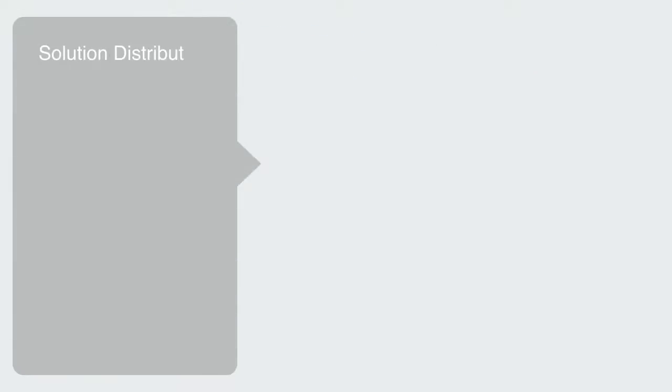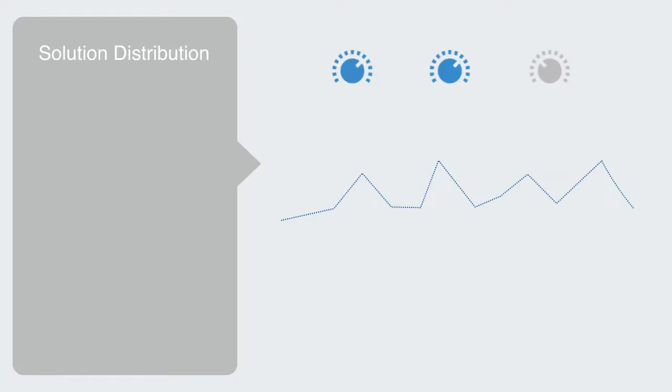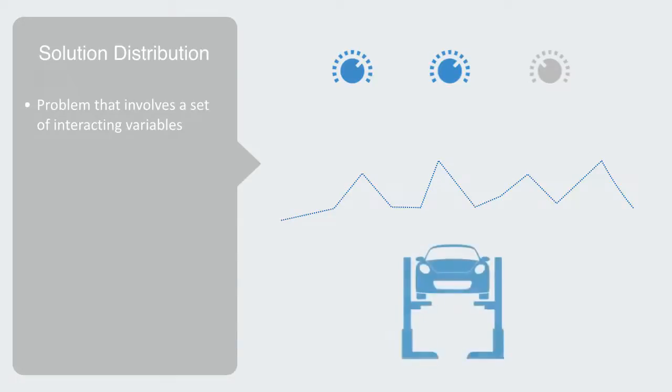Next, we will turn up the distribution of solutions. Here the topology will develop many local peaks of varying height. This landscape corresponds to a problem that involves a set of interacting variables. There are many different variables and different combinations between them, giving us lots of different possible solutions. Designing a car would be an example of this.